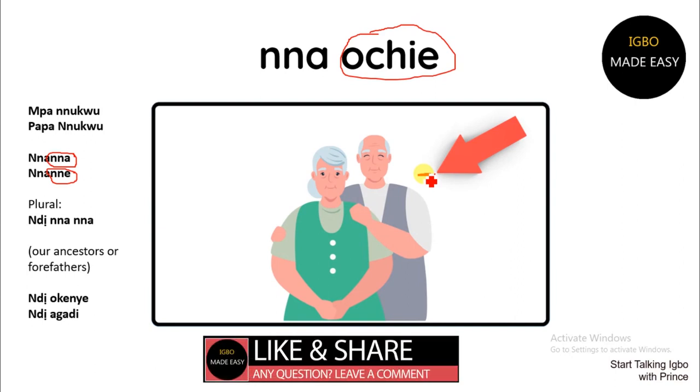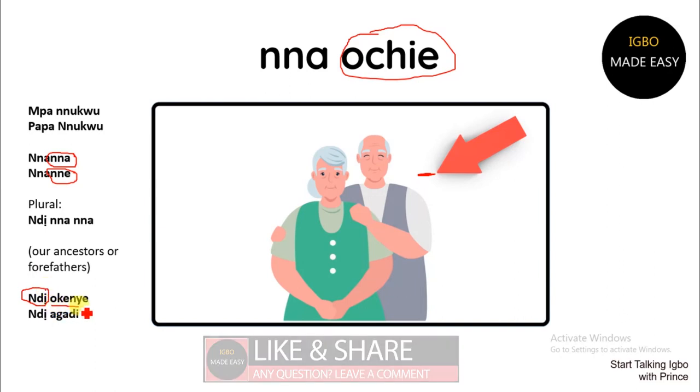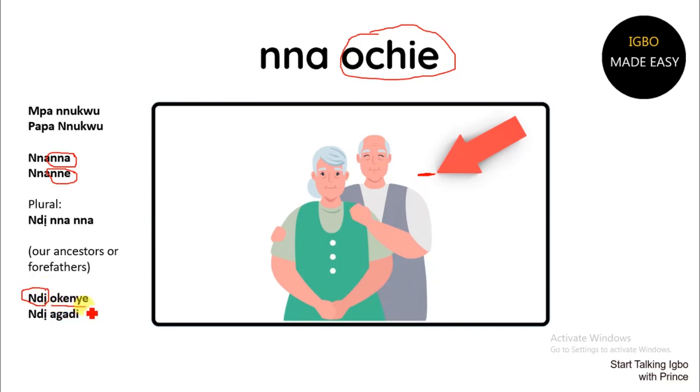So what if you wanted to just say the plural of a bunch of old men, who are obviously grandpas and all of that? Remember our plural marker, ndị. You can call them ndị okenye, ndị okenye, okenye being the word for elder in Igbo. So they are like old men, elderly men, ndị okenye.